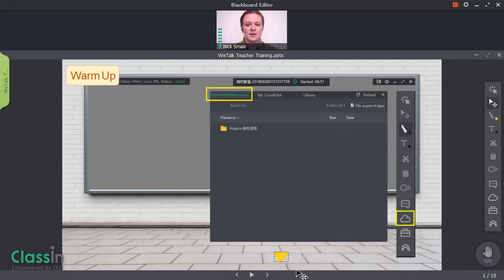Likewise, we have our tools. One of the tools I'd like to point out is the cloud. So you see in the cloud, when you open it up, you have the authorized resources. These are the ones that WeTalk provides. You have the My Cloud disk, which will show you the resources that you've personally uploaded. And there is the library, which will show all the resources that ClassIn has provided, namely manuals and such.